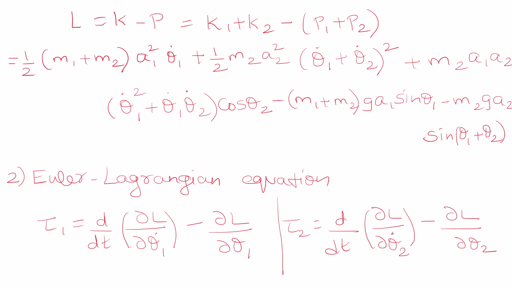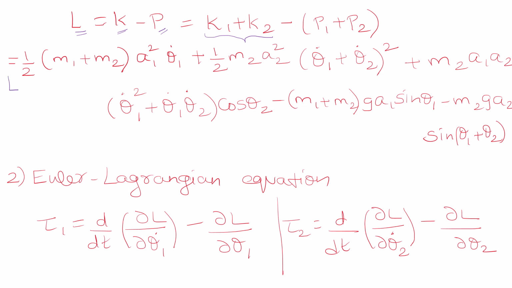Next we have to determine the Lagrangian. As you know, the Lagrangian is the difference between kinetic energy and potential energy. K refers to the total kinetic energy of the system, which is the sum of the independent kinetic energies, K1 associated with link 1 and K2 associated with link 2. In the same way, the total potential energy is P1 plus P2, right? Just substituting the values for K1 and K2 that we have derived, and the same way P1 and P2, we'll be getting the Lagrangian as this expression.